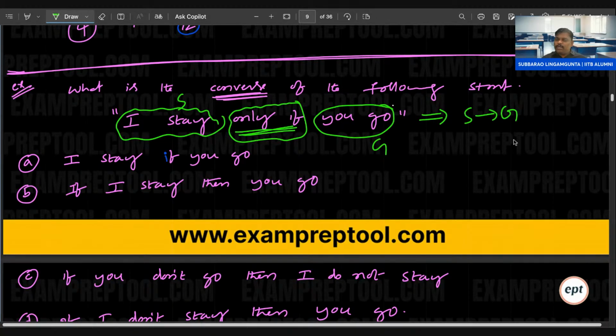Next one is asking which is the converse of the following statement. To this statement, what is the converse? Converse, you know, simply reverse it. Converse means simply reverse it. So now verify which options will give the answer.